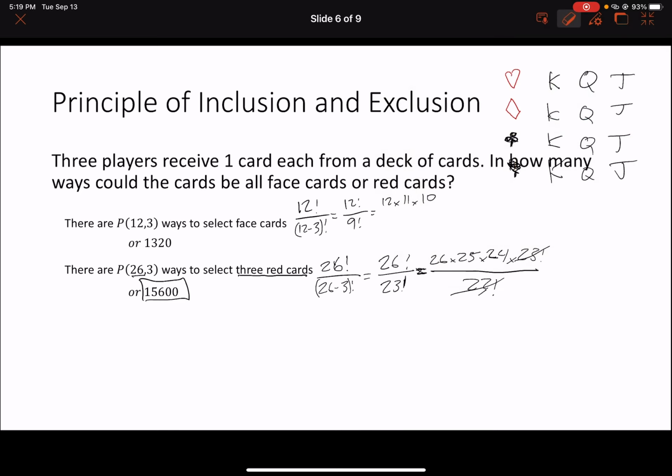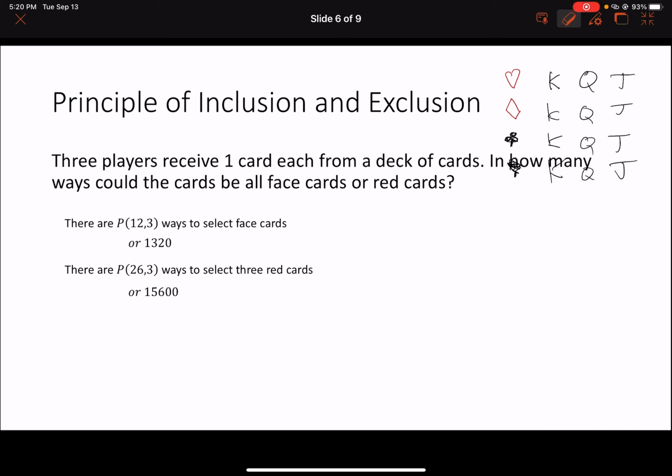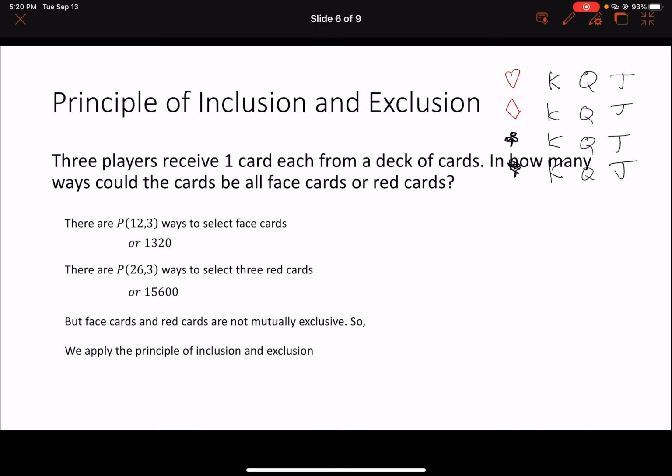Okay, so what next? So we have our numbers. But face cards and red cards are not mutually exclusive. We know there's some intersection, so we apply the principle of inclusion-exclusion, which is n of A or B, face cards or red cards, equals n of A plus n of B minus n of A and B. By the way, we'll call one of them n of A, and we'll call this n of B. But what about n of A and B?